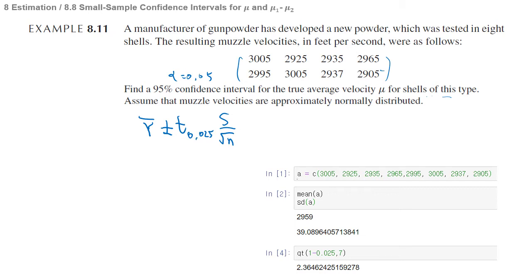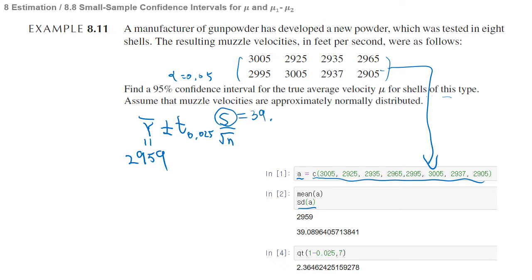So set A equals the data, and then you can calculate the mean of A and the standard deviation of A. Our mean of A, which is y bar, is 2959, and S, which is the standard deviation, is 39.0909. And what about T?